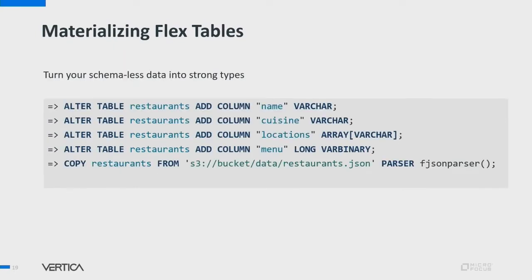All right, so once you get your data, you analyze it, and now you know what fields are of interest to you, you can turn your schemaless data into strongly typed tables. So once you know what fields are of interest, say you are only interested in the name, cuisine, locations, and menu, you can alter the table restaurant to add all these columns, and you can delete the raw column if you don't need it anymore. And you can copy the data again to the restaurant's table, and you will have all the fields in optimal format, the binary format, basically, and you will get the best possible performance after you materialize it into their native types.